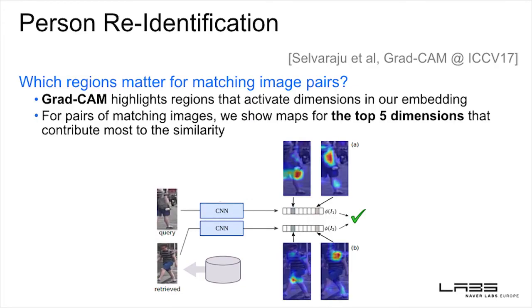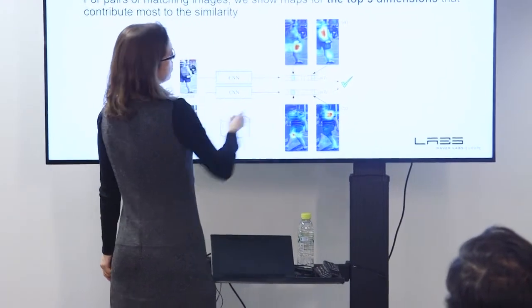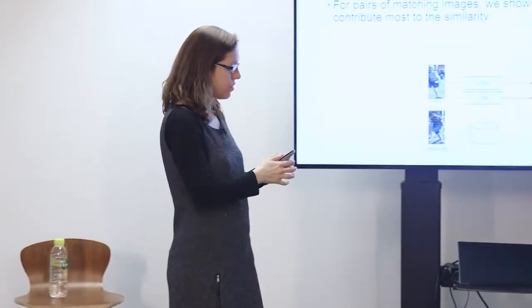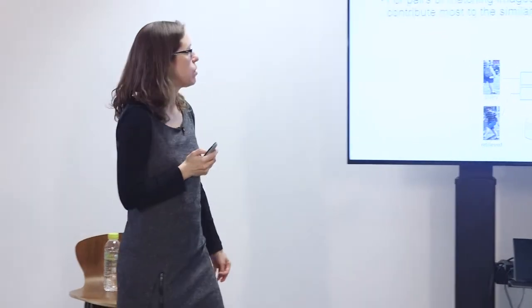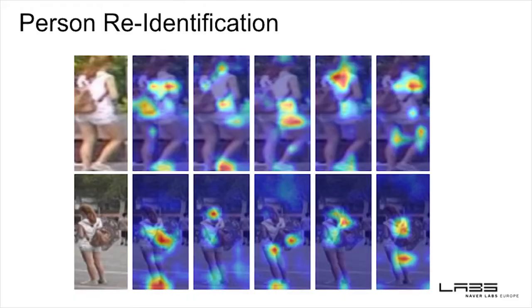Now I said that the similarity is computed using a dot product. We can see which dimensions contribute the most to the similarity, and we would like to see which regions in the image activate these dimensions. And we get these kinds of maps. So we can see what it looks like. Here we have 2 images where you see you have quite a strong scale change.